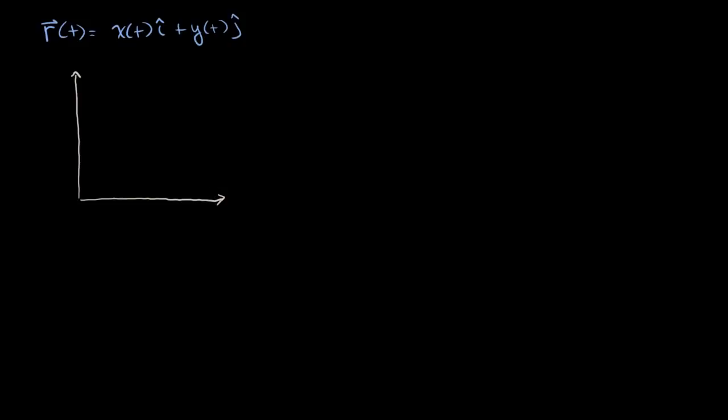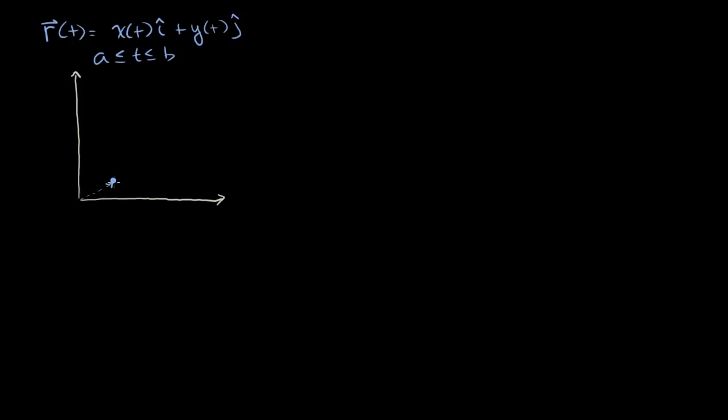And let's say r of t, this is for t between a and b. So when t is equal to a, we're at this vector right here. If you actually substitute t is equal to a here, you would get a position vector that would point to that point over there.